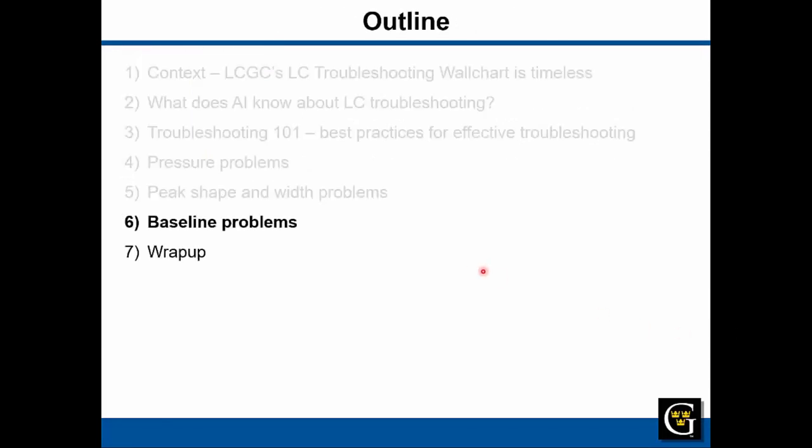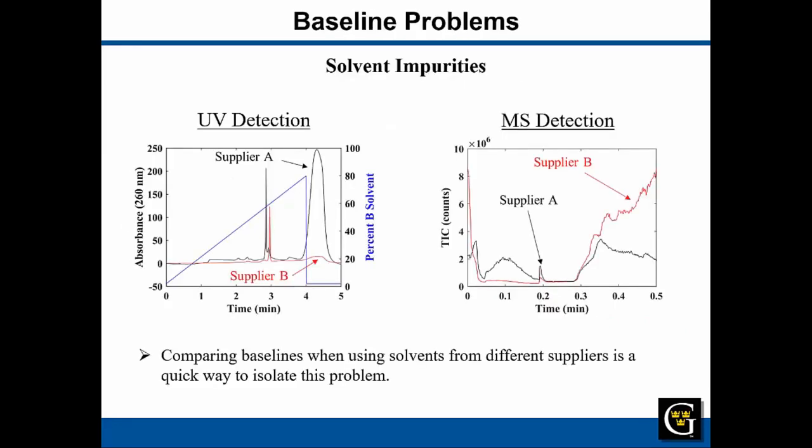Now, getting into the last topic here, baseline problems. Here we have a situation where we have solvent impurities in the solvents that are used in the mobile phase, which lead to baselines that are not desirable. So on the left here, this is a case where we're using UV detection, and the red trace here shows a pretty flat baseline. The peak here at about 3 minutes is the compound we're interested in.